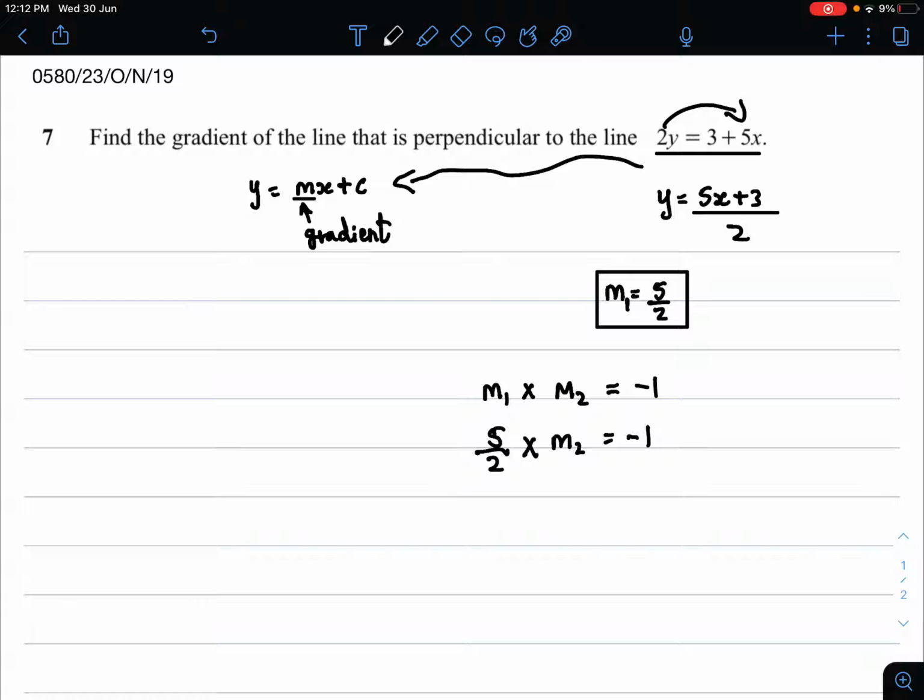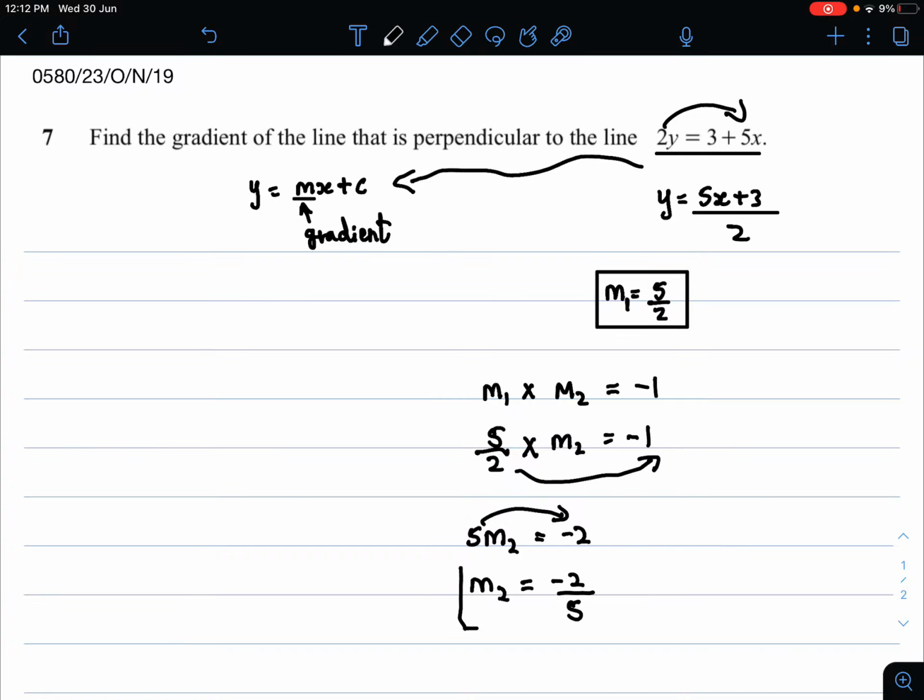Now all we need to do is solve for m2. So we can take the 2 to the other side of the equation. Division when taken to the other side of the equation becomes multiplication. Therefore 5m2 is equal to -2, because 2 multiplied by -1 is -2. And therefore we can also take the 5 to the other side of the equation. When multiplication is taken to the other side of the equation it becomes division. Therefore m2 equals -2 by 5.